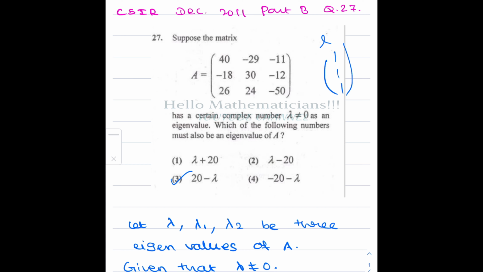In one of our problems we have proved all these results about matrices with constant row sum very clearly. So I will give the link to that problem in the description. You can see that same link above also. Please check that problem also. Now, since this matrix has all the row sums equal to 0, 0 will be an eigenvalue. So once you know 0 is an eigenvalue, you can conclude that 20 minus lambda is an eigenvalue.